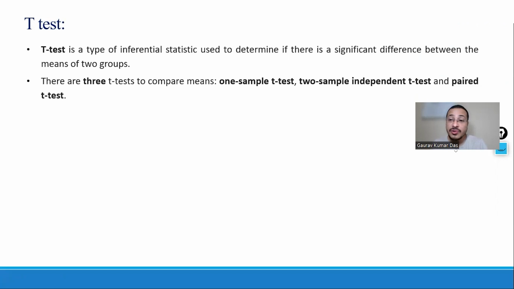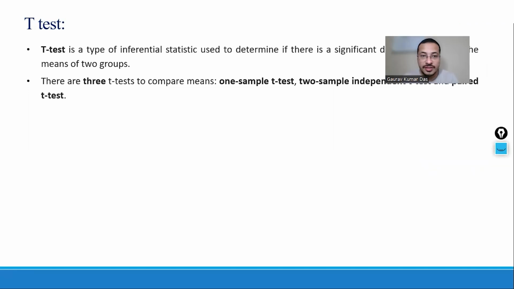Under two sample, there are two kinds. One is the independent and one is the paired. If both the samples are not dependent on one another, then it is called an independent test, whereas if the two samples are dependent on one another, it is called the paired test.